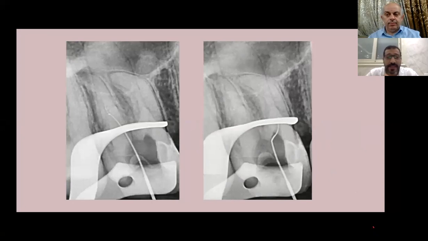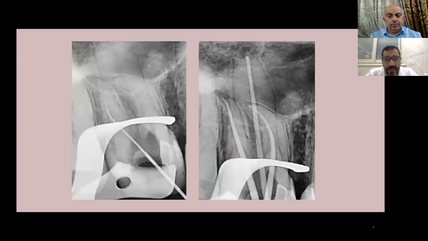So the main challenge in such cases is not to create, but actually to discover the glide path to the full working length to reach the apical constriction or natural constriction. After I reached the full working length, I did apical preparation followed by a taper preparation. And after I finished the instrumentation of the root canal system, I did cleaning of the root canal system. And now this is the master cone radiograph.